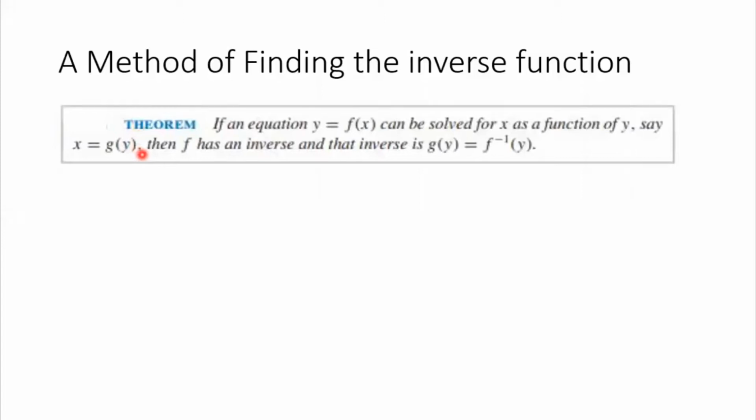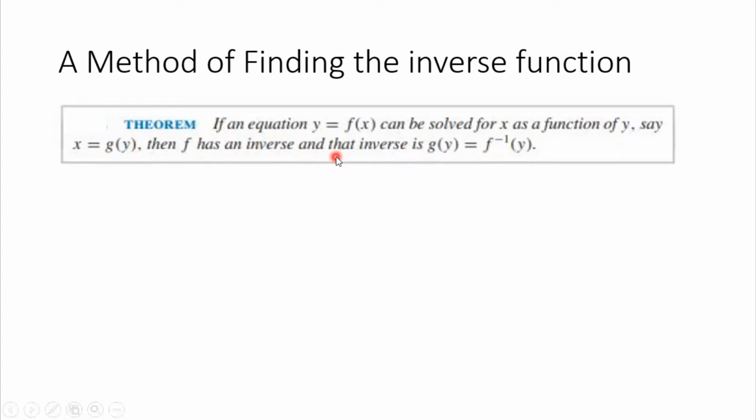This one is very important. If an equation y is equal to f of x can be solved for x as a function of y, that is, x can be written as x is equal to g of y, then f has an inverse, and that inverse is denoted by g of y, which is equal to f inverse of y.